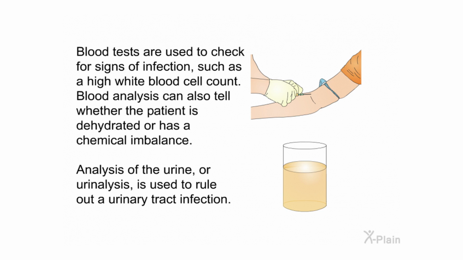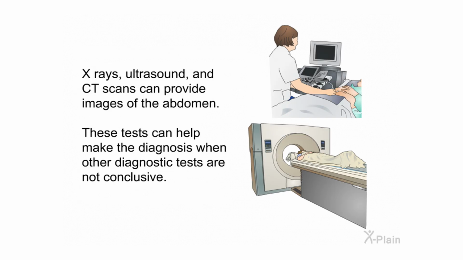Analysis of the urine, or urinalysis, is used to rule out a urinary tract infection. X-rays, ultrasound, and CT scans can provide images of the abdomen. These tests can help make the diagnosis when other diagnostic tests are not conclusive.